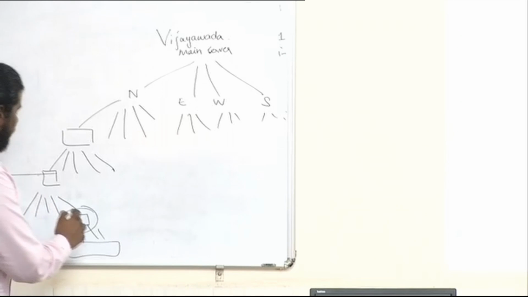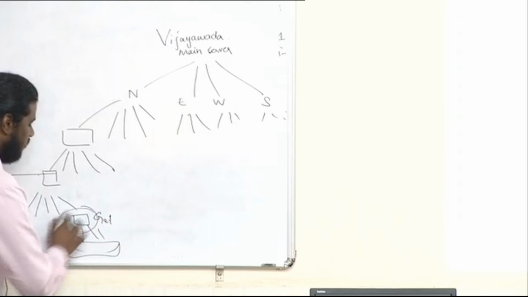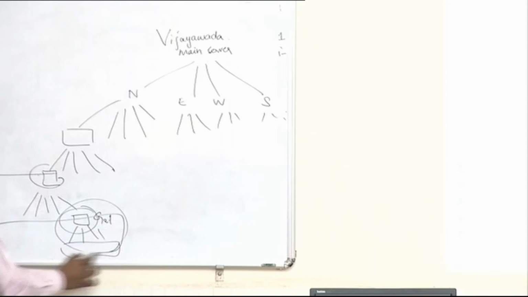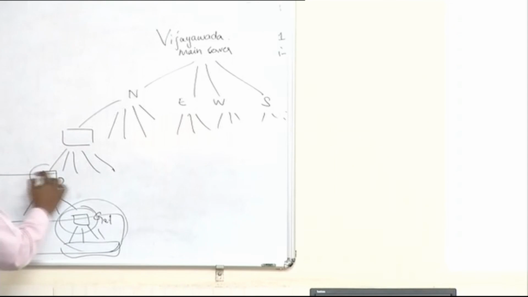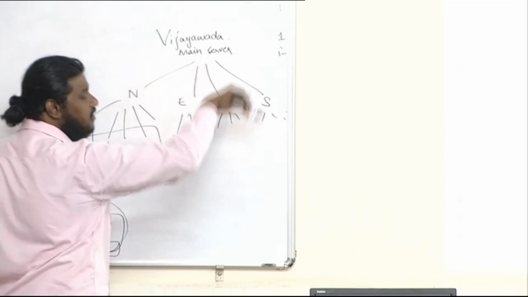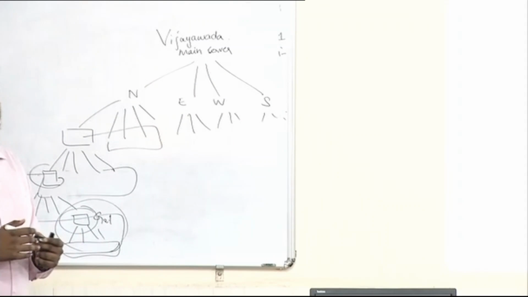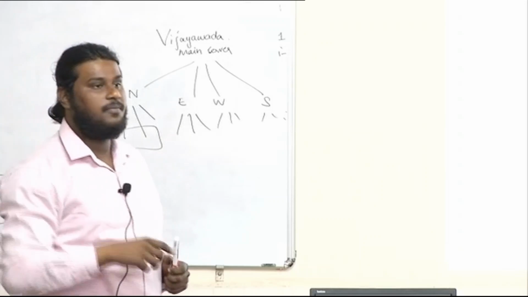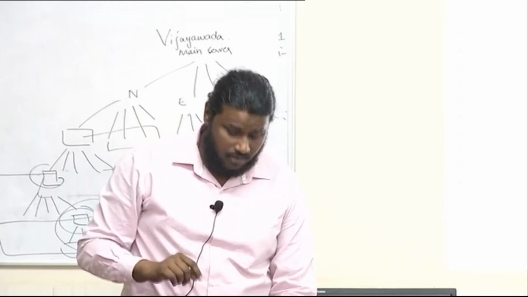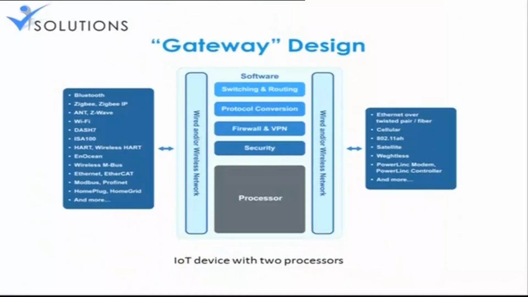This is a gateway for this network. So this will act as a gateway for all these networks, and this, and this, and this. Getting it? The main router will be called your gateway. That's what it's actually saying.